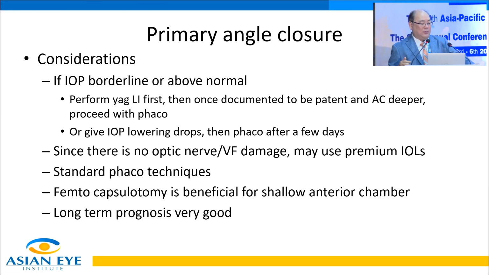Then do a phaco. Since there is no damage to the optic nerve, you may proceed with the premium IOL of choice. So standard phaco techniques. If they want femto, of course, it's easier to do a capsulotomy in a shallow chamber if the femto is done. And the long-term prognosis is usually good in these cases.